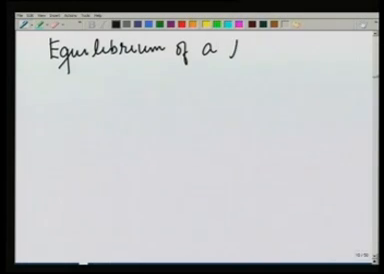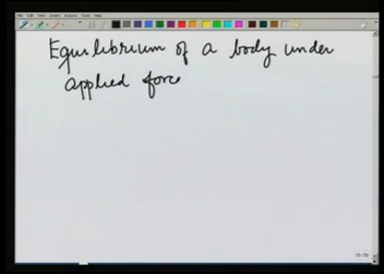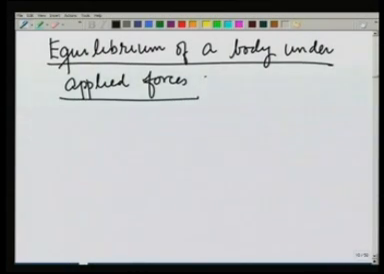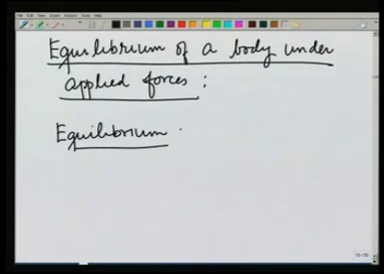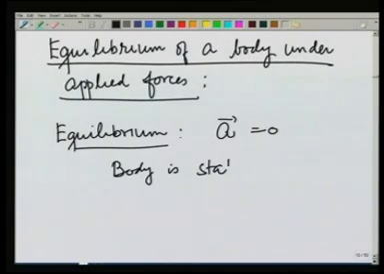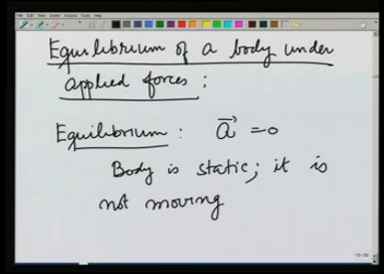Of a body under applied forces. As I said in my previous lecture, by equilibrium, in general we would mean that the acceleration is 0, but here we would also mean that the body is static. It is not moving. So, let us look at the conditions that are necessary and sufficient to make sure of that.